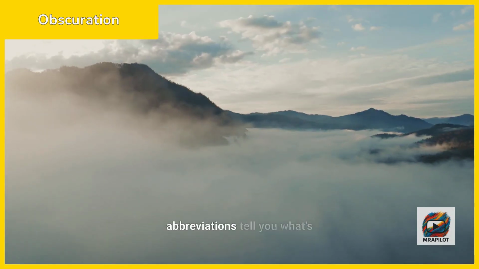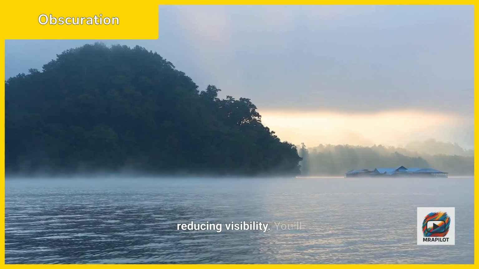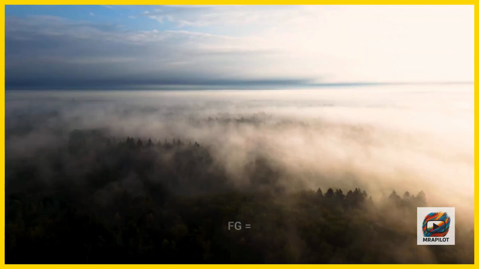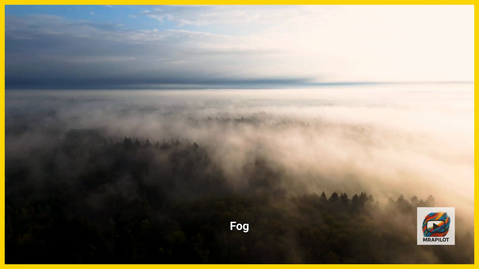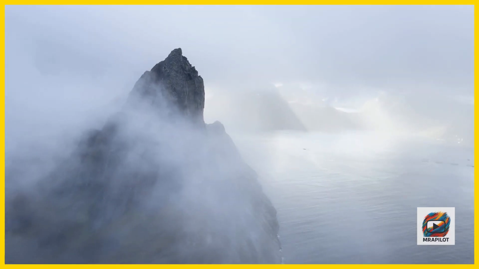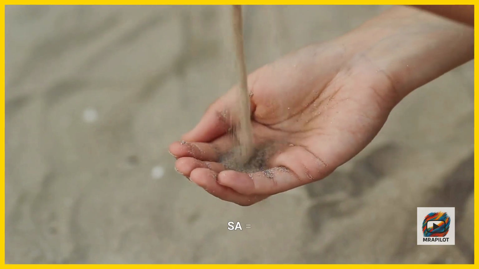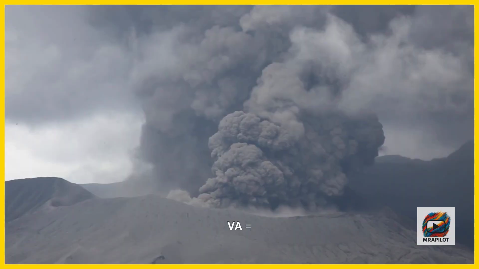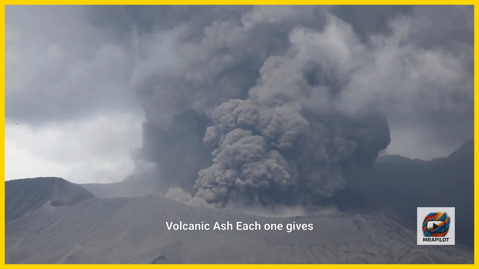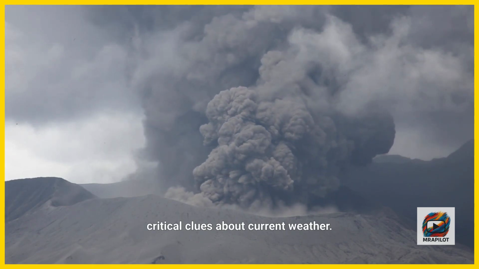These abbreviations tell you what's reducing visibility. You'll often see FG equals fog, BR equals mist, HZ equals haze, FU equals smoke, DU equals dust, SA equals sand, VA equals volcanic ash. Each one gives critical clues about current weather.